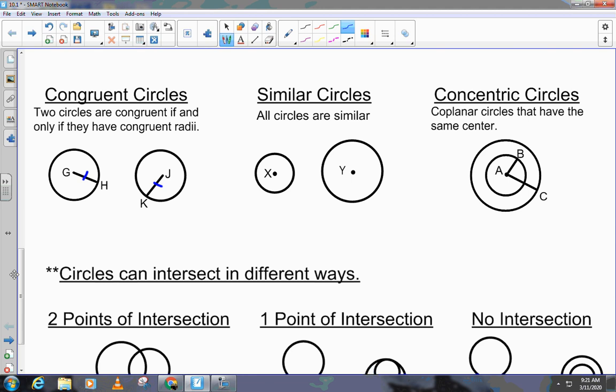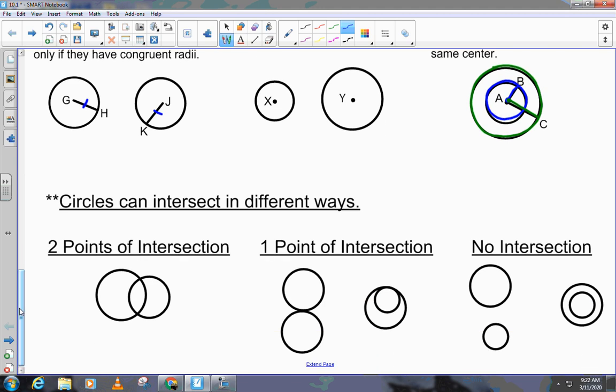Then you have concentric circles, okay? Concentric circles is like a bullseye or a target sign. And it's basically a circle within a circle. They have the same center. So we have this circle A right here that has a radius AB, right? But then we also have this circle A, has the same center, but it's got a different radius, AC. So they're coplanar, so they're all in the same plane, and they're kind of nested inside each other. They have the same center, but different radii. So it's concentric circles. Now, circles can intersect in different ways.